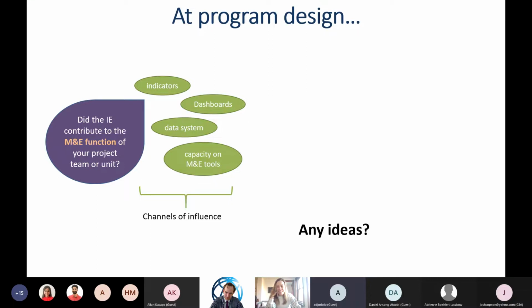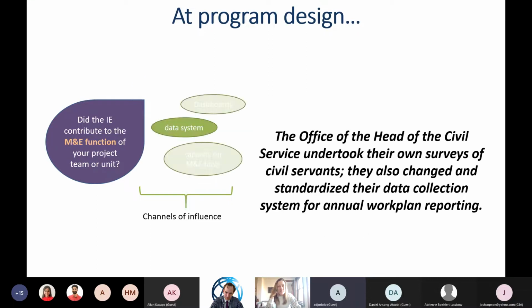All right, let's see if what I tell you resonates or if I'm making everything up. So basically, a way of improving the monitoring and evaluation function is, in this case, I think it was in the project in Ghana, that apparently the Office of the Head of the Civil Service undertook their own surveys of civil servants, independent from what was happening, and changed and standardized a data collection system for annual work plan reporting, which is what I think you were mentioning a little bit earlier, right? How the reporting process was improved.